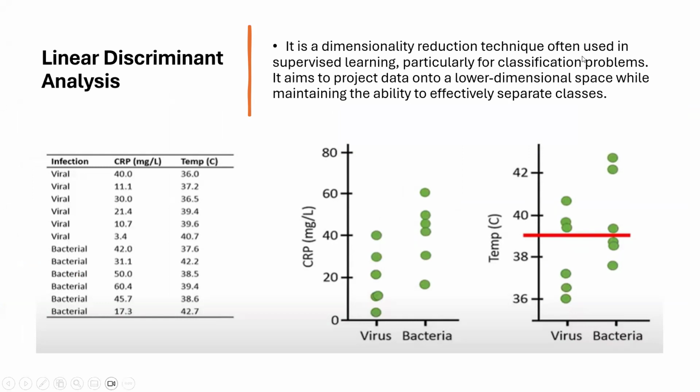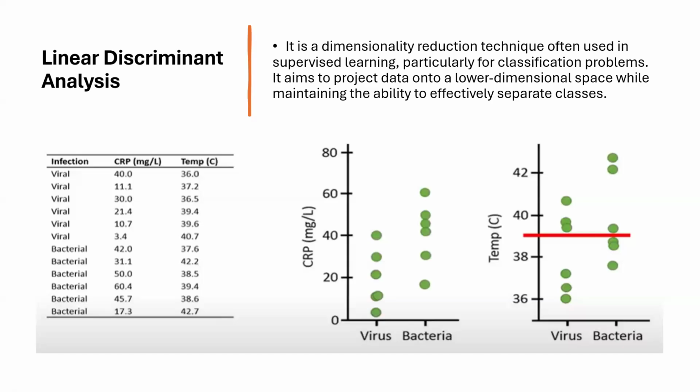Okay, often used in supervised learning. Let's keep that supervised learning term aside for some time. What linear discriminant analysis basically tries to do is solve classification problems. This is basically used to classify the categories in the data. We will also come to know what categories mean, but just try to see the terminologies that we will gradually understand. It aims to project the data onto lower dimension spaces while maintaining the ability to effectively separate classes.